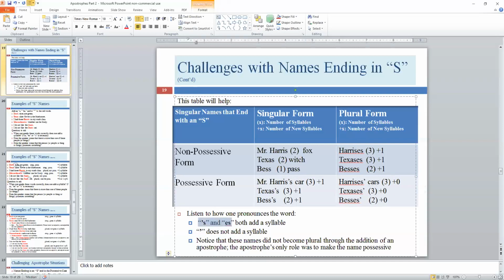So the takeaway is with apostrophe S, we can add a syllable just as we do with the ES. When we have just the apostrophe after an S, we do not add a syllable. So this can be a little chart to help you make sense of the rules.